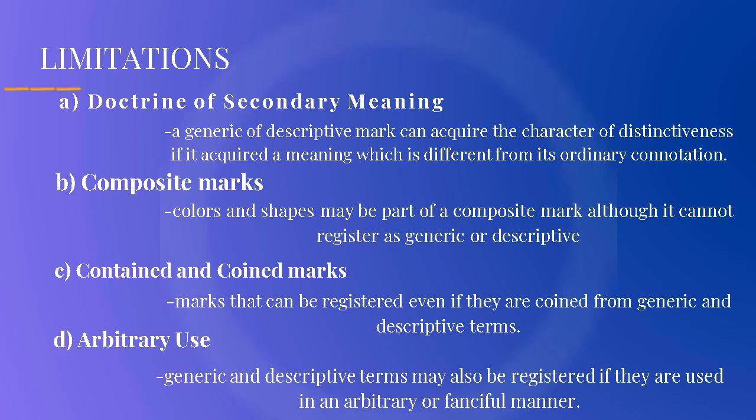Now, what are the limitations? Doctrine of secondary meaning. This is a generic or descriptive mark that acquires the character of distinctiveness if it acquired a meaning which is different from its ordinary connotation. Then, composite marks. Colors and shapes may be part of the composite mark, although it cannot be registered as generic or descriptive.